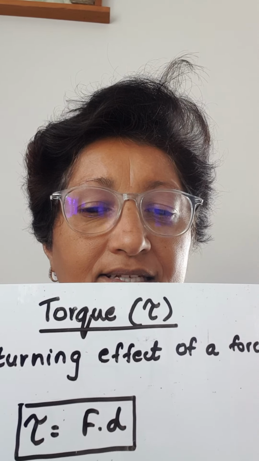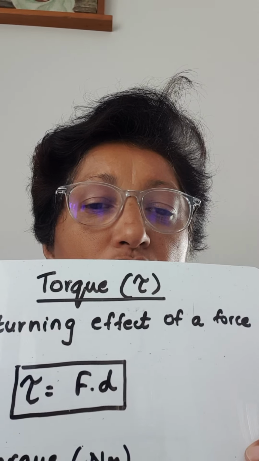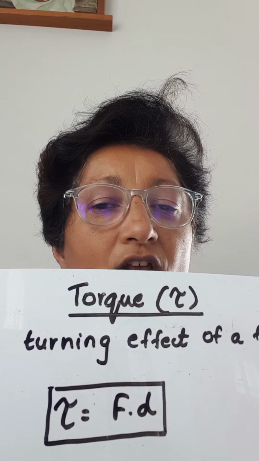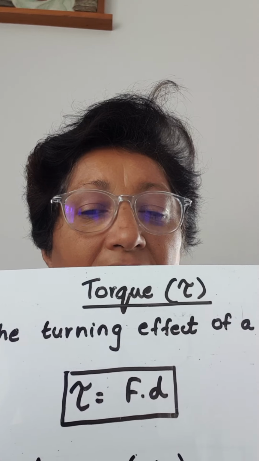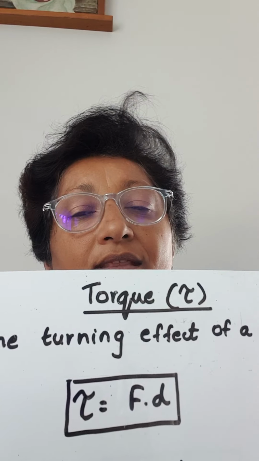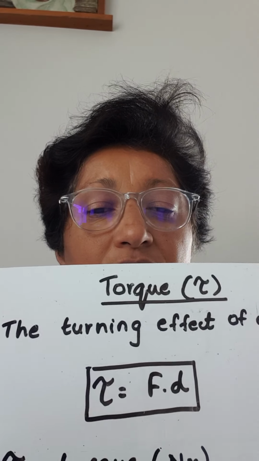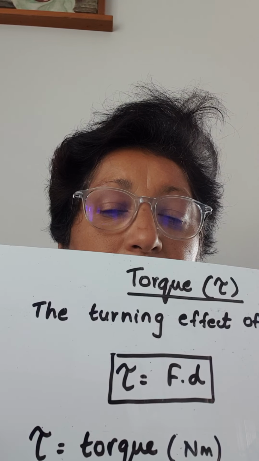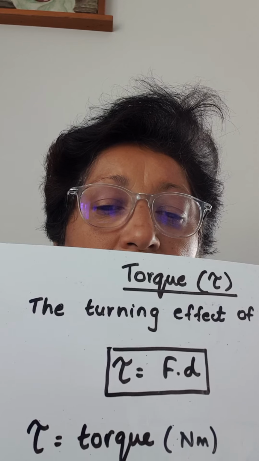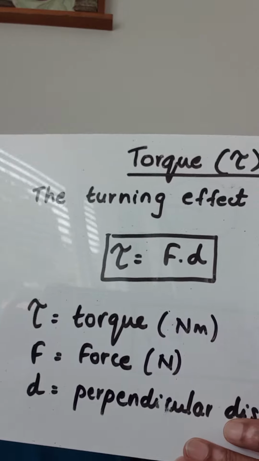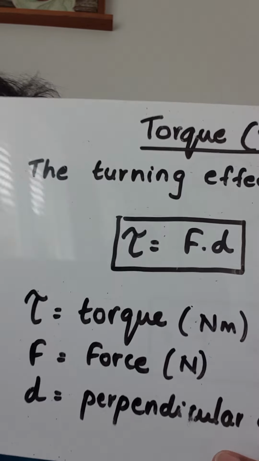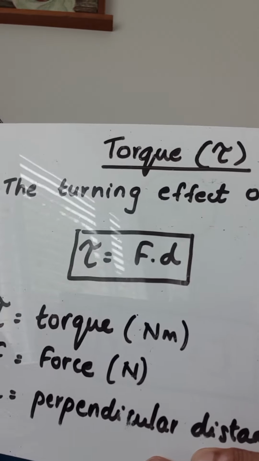Now, the symbol for torque, this is something you've learned last year. The symbol for torque is the Greek letter tau, and it depends on two quantities. It depends on the force and where that force acts. Where the force acts is taken as the distance between the point of application of the force and the hinges, where it turns about. Torque is measured in newton meters, the force is measured in newtons, and the perpendicular distance is measured in meters.